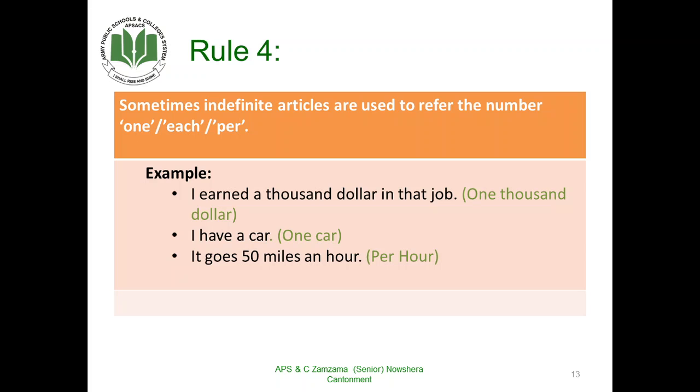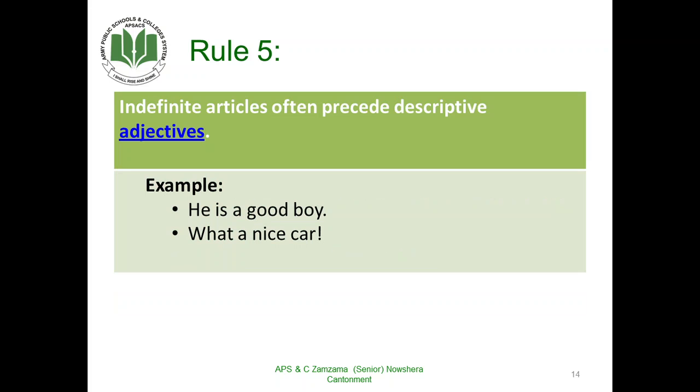Now come towards rule number four. Sometimes indefinite articles are used to refer to the number one, each, per, etc. For example, "I earned $1,000 in that job." Here we are referring to the number; "a thousand dollars" means $1,000. "I have a car" refers to one car. "It goes 50 miles an hour" means per hour, or you can say in 1 hour. So it is also used for defining the number as well.